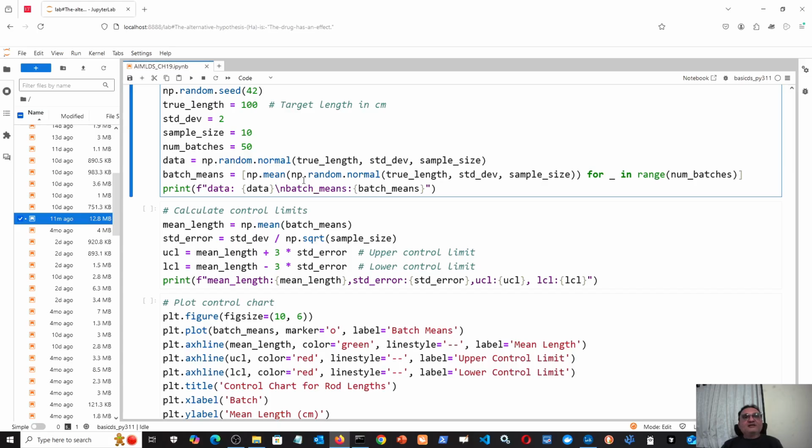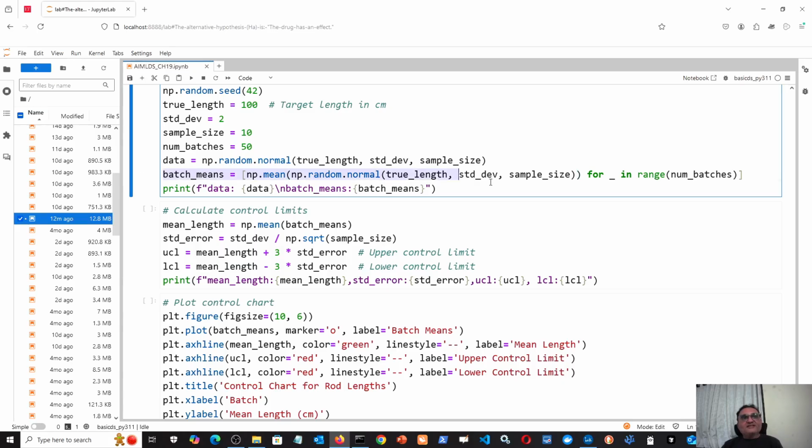But here I want to simulate the data. So first I simulate the data itself like this, np.random.normal with true length, which is my 100, the mean which I am targeting, and standard deviation. So a mean of 100 centimeters, standard deviation of 2 centimeters, and sample size of 10. Then how many such batches do you have to take? In a loop, for underscore in range num_batches, that is 50. So you will take 50 such batches of 10 units each, with the mean value 100 and the standard deviation 2, and you will measure the length.